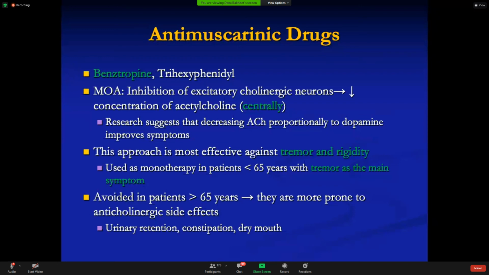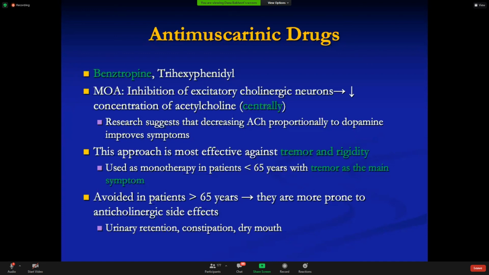I don't know if they will add this medication along with Carbidopa and L-Dopa if the patient is responding well. I don't think so, honestly. Giving them helps more with tremor and rigidity than L-Dopa and Carbidopa does. The most important first-line treatment is L-Dopa and Carbidopa. But it is used as monotherapy in patients less than 65 with tremor as the main symptom. If they have tremor only, they might give them this antimuscarinic.